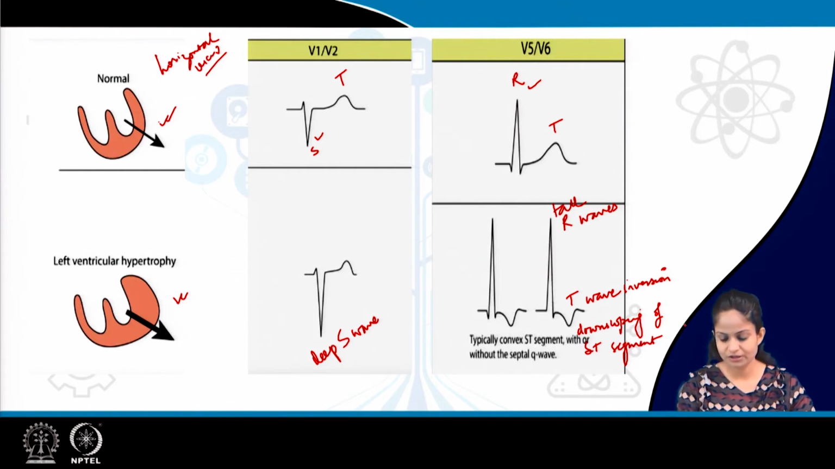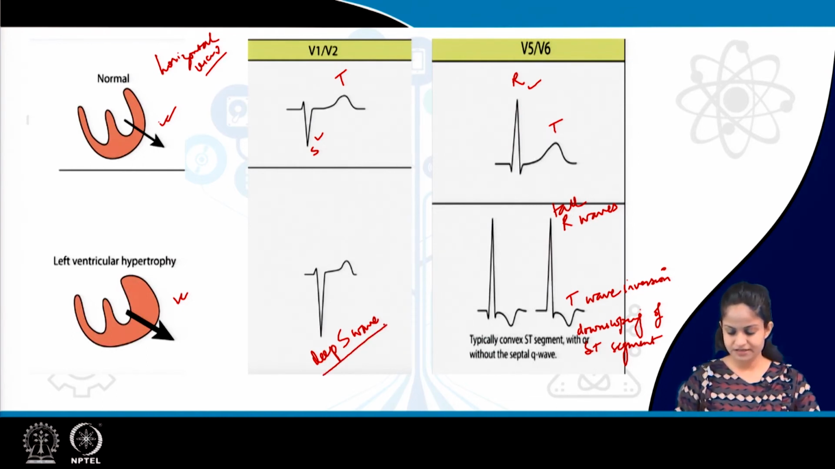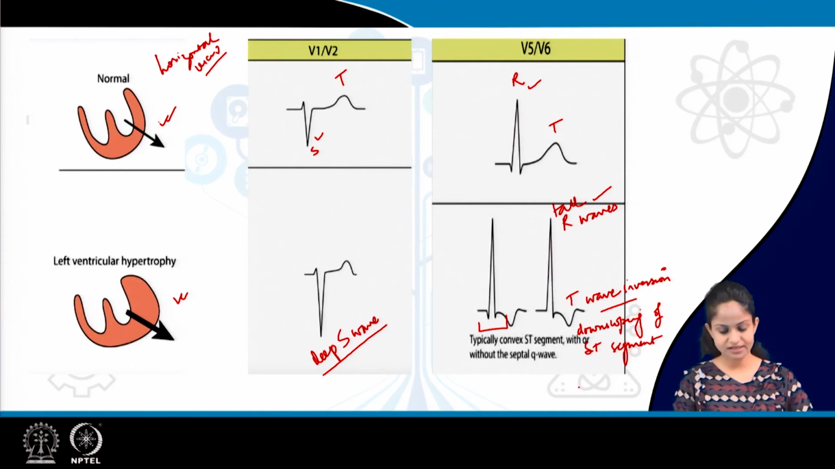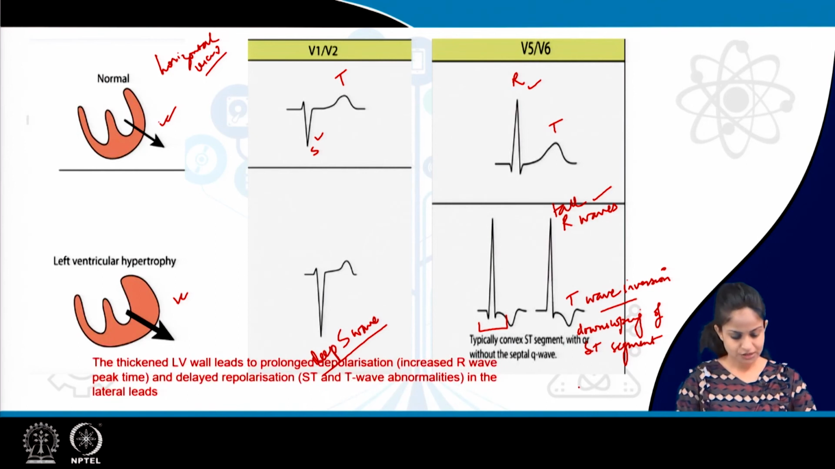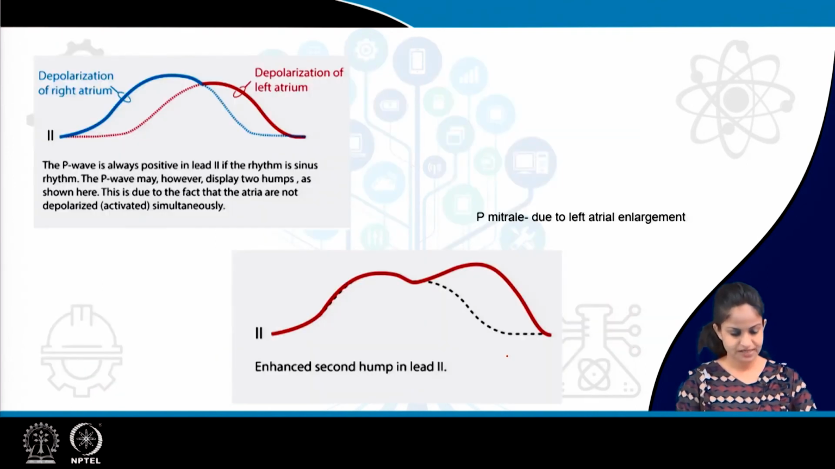Now, this downsloping of the ST segment and T wave inversion usually occurs because of the repolarization, because there is prolonged depolarization, and abnormal depolarization will also cause abnormal repolarization. So, deep S waves, QRS duration changes, tall R waves, secondary ST changes and T wave changes are usually seen in left ventricular hypertrophy. The next thing we see is the atrial enlargement.